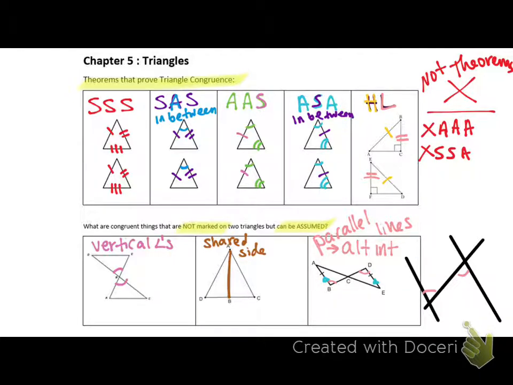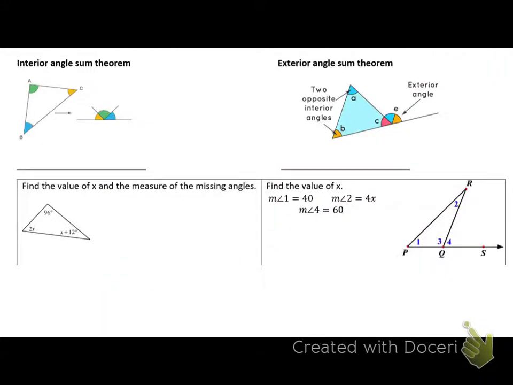The other part of Chapter 5 went into triangles and their measures. This first one deals with the interior sum of the angles. What do all the inside angles add up to? 180. You can kind of see it in a pretty picture. If you take all 3 angles, they make a straight angle together.